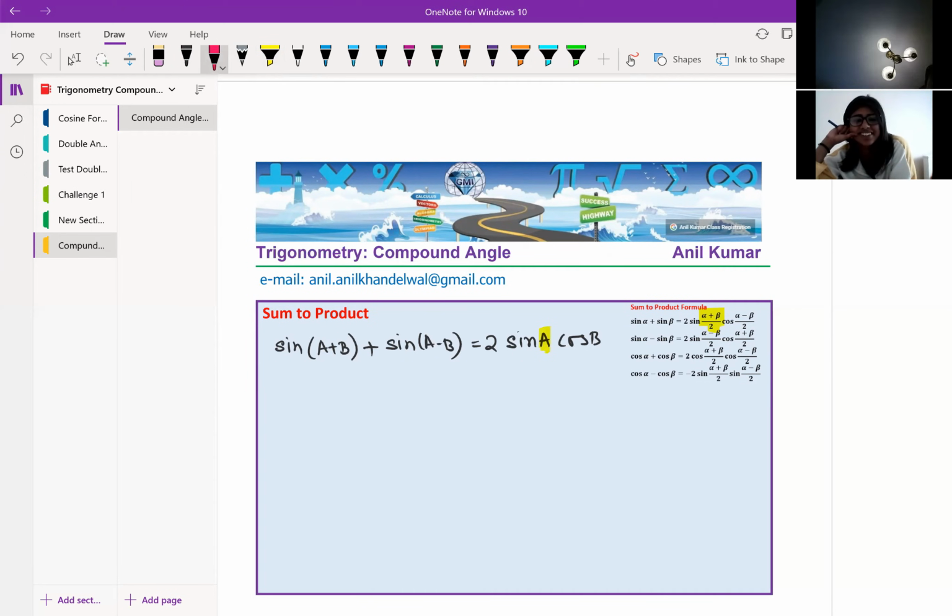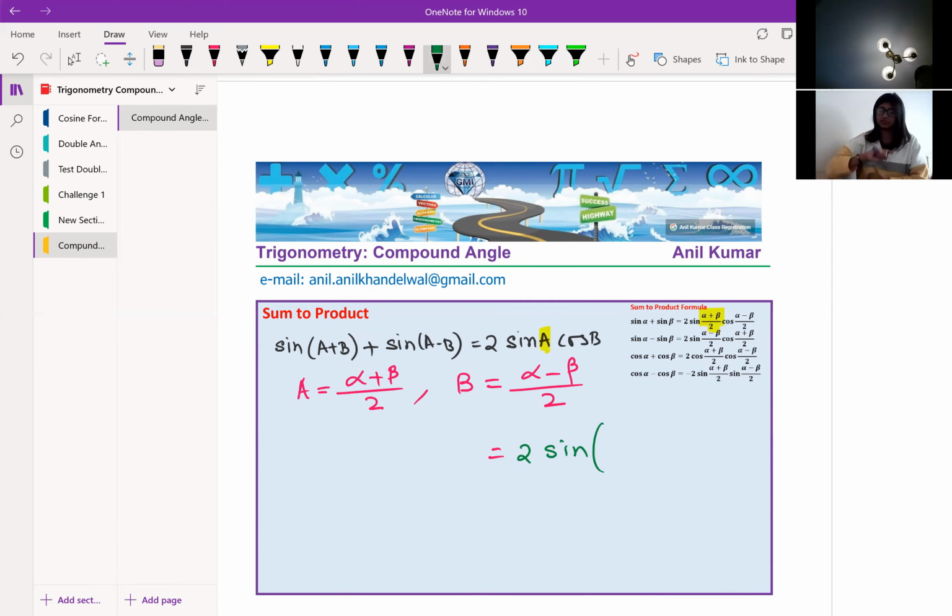So then I'm literally just subbing it in. A as alpha plus beta by 2, and I'm writing B as alpha minus beta by 2. Is that clear? Yes, it's literally the same formula. So I can write down the right hand side as 2 times sine of alpha plus beta by 2, and then cos of alpha minus beta by 2, correct? I should write beta properly, not like b.